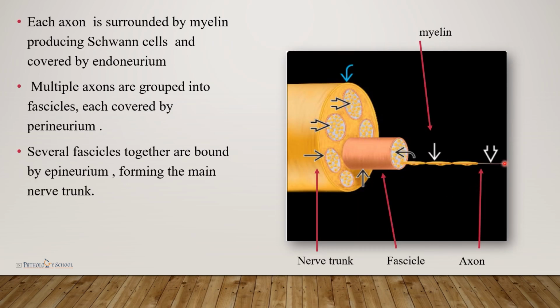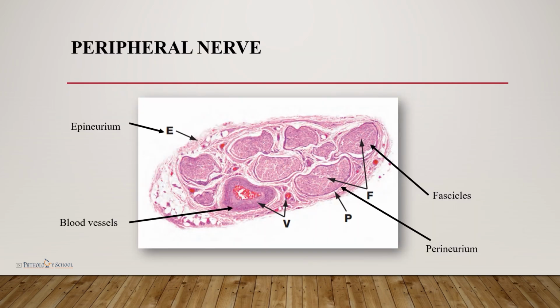So in this diagram we can see this is the axon which is surrounded by the myelin. This is covered by endoneurium, and these many axons together form a fascicle which is covered by the perineurium, and the fascicles together form a nerve trunk which is covered by the epineurium.